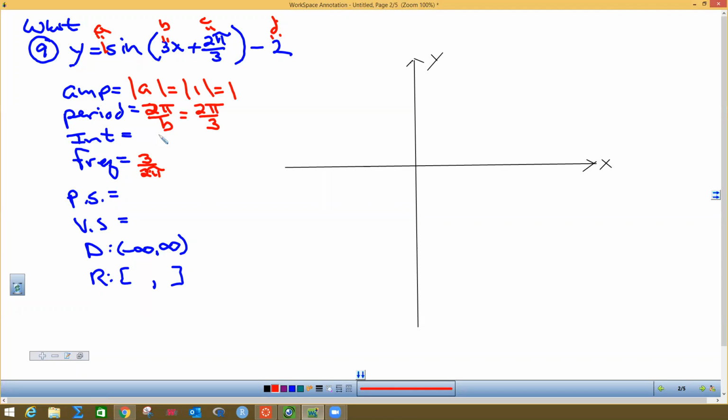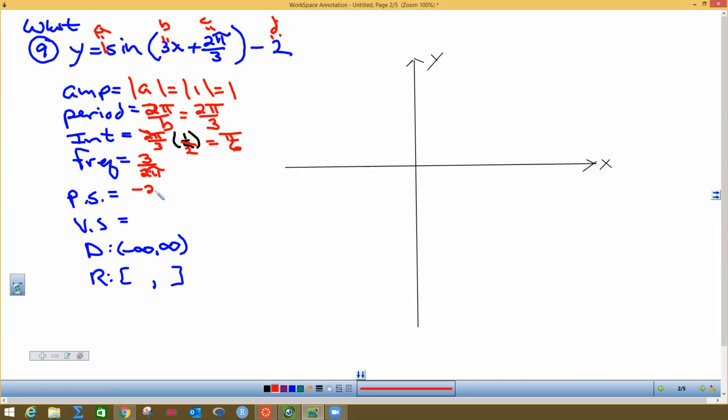Okay, intervals. I have to take 2 pi over 3 and divide it by 4, which would be 4 over 1. So I'm going to tell you right now, when I do a divided by 4 thing, I flip the 4 upside down and multiply by the reciprocal of 4 when I have a fraction right there. So that 2 and that 4 will reduce, and this is going to be pi over 6 as my intervals.